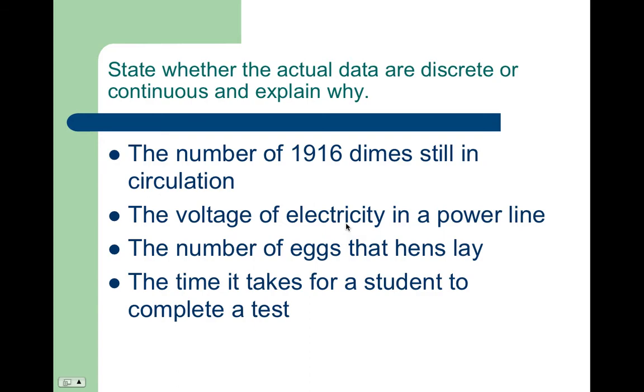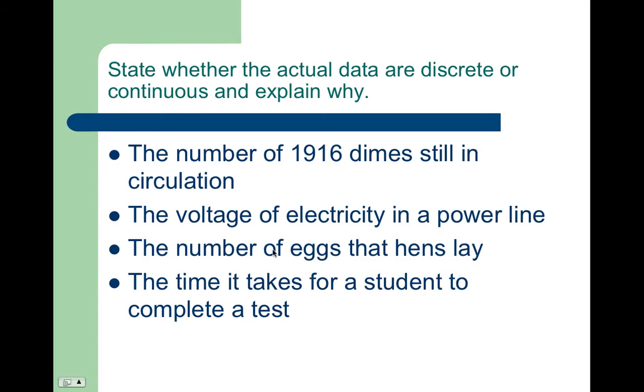It could be 1,000,003/4 volts. It could be any amount of voltage that is possible to flow through those lines. The number of eggs is similar to dimes, so you can't have a half an egg. That's an easy way to think about these: does it go beyond the decimal point, and could you have a half of it?